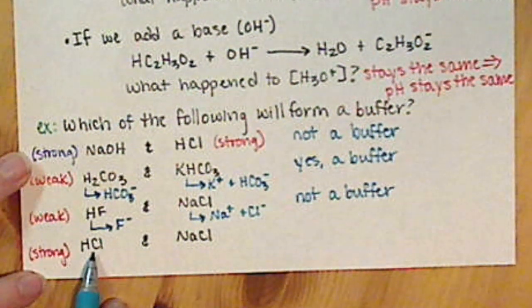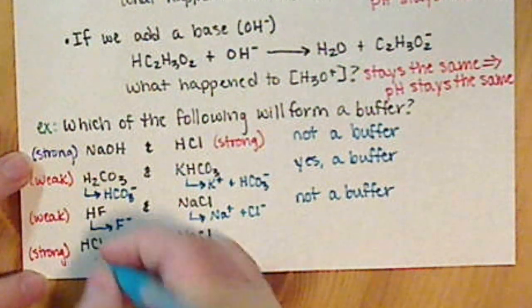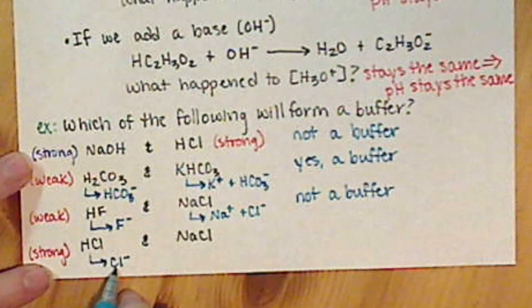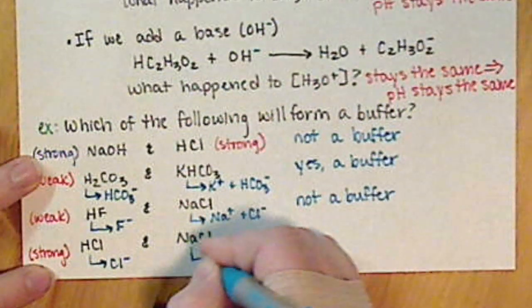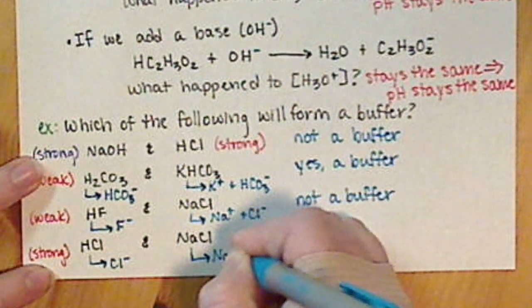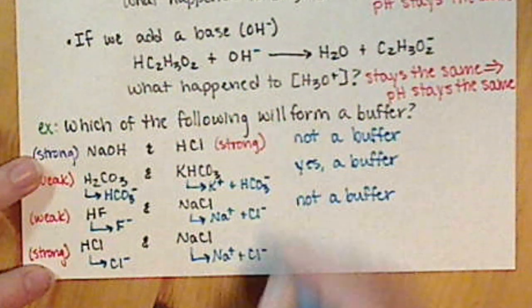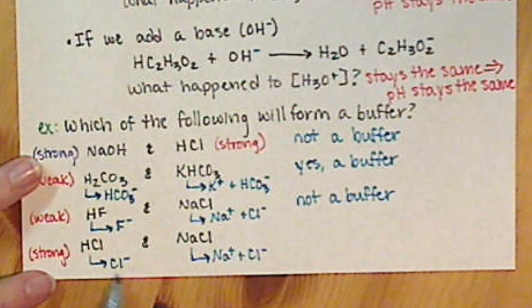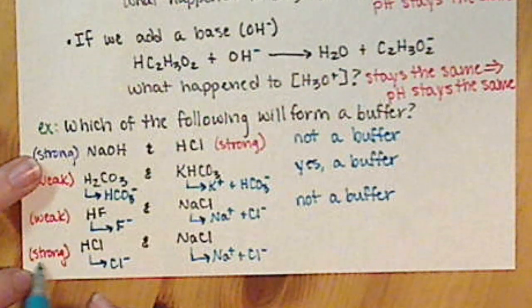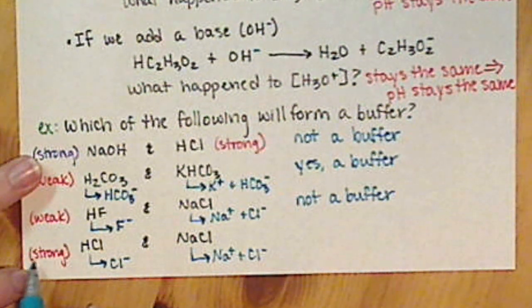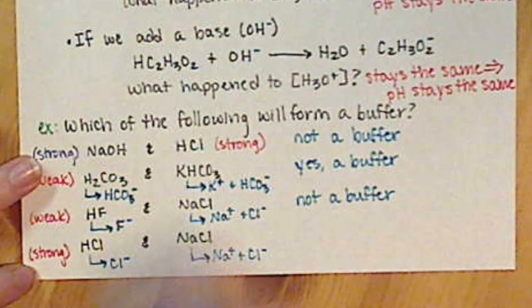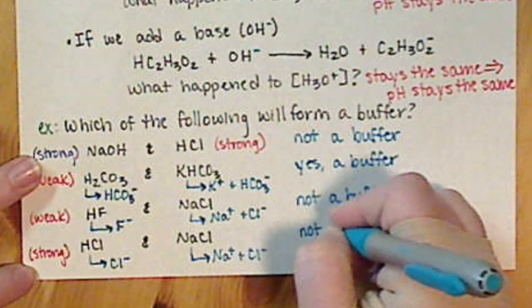Our last example here, it's tempting to look at this and say, well, from HCl, I'm going to get the chloride ion. From NaCl, we have Na+ and Cl-, so I get the salt of my conjugate base. That's one component of the buffer, but the other component is that we have to have a weak acid. HCl is not a weak acid, it's a strong one, so this is not a buffer.